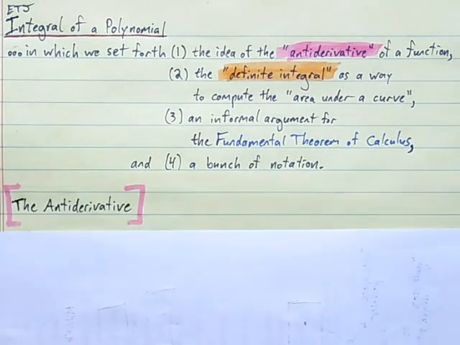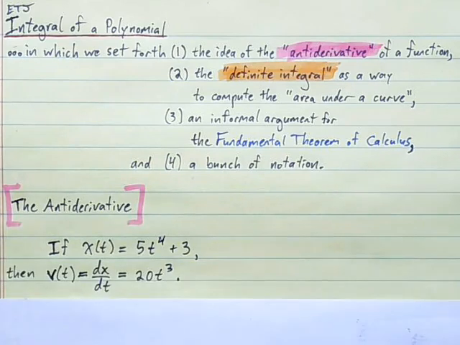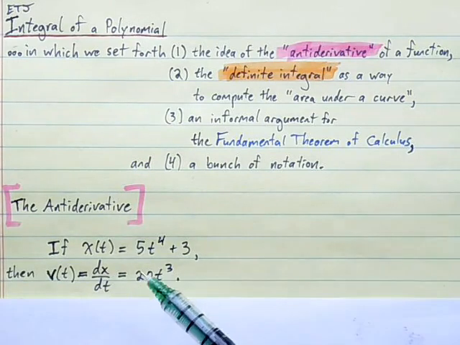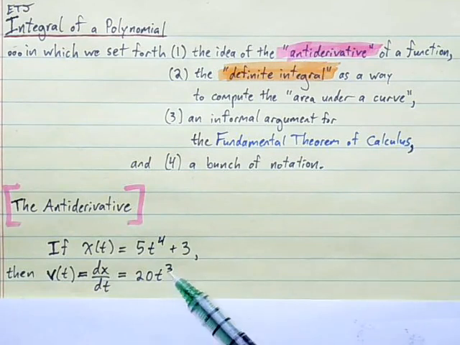So, the antiderivative. Suppose you have some position function, 5t to the fourth plus 3. We then know that the velocity function for that object can be found by finding the derivative of position with respect to time, dx dt. And we know the rule, 4 times 5 gives us 20, reduce 4 by 1 to give us 3. The constant term disappears, so 20t cubed is the derivative.